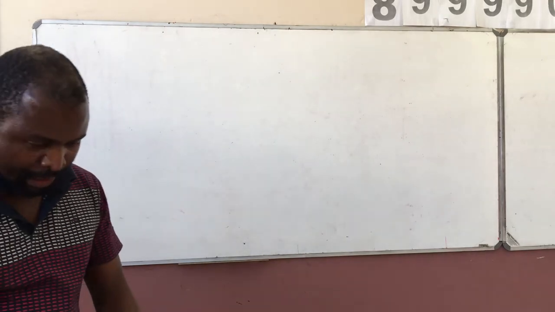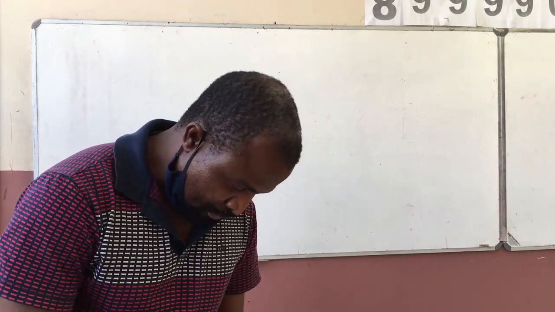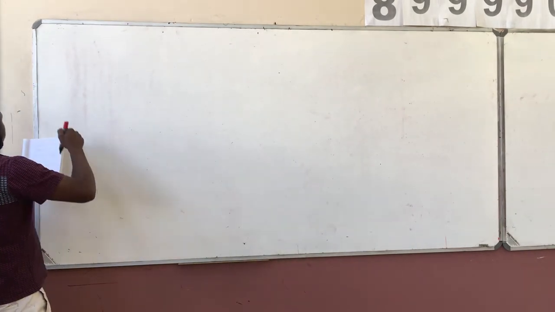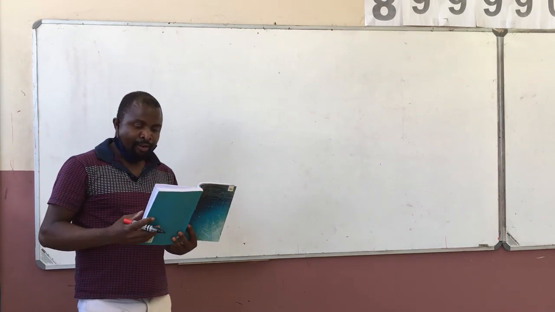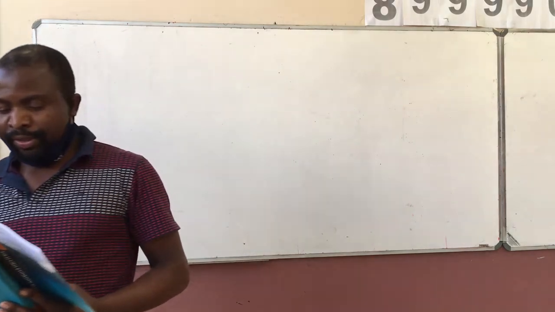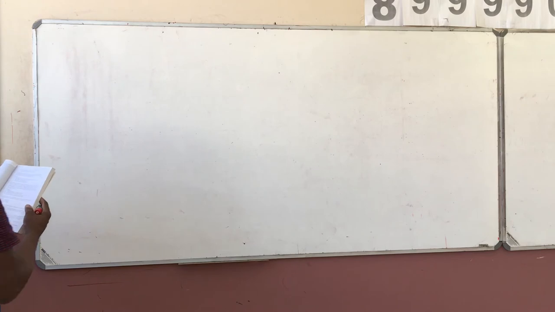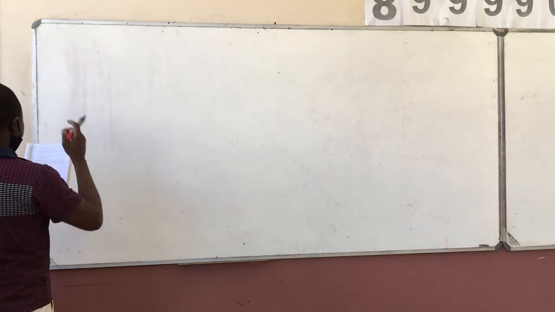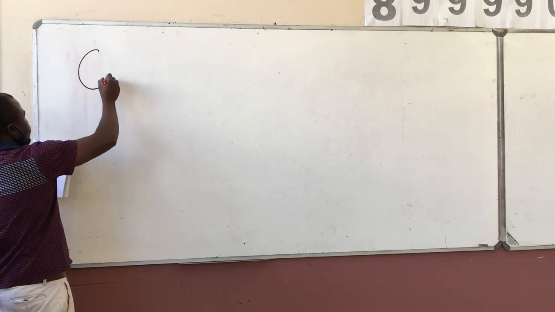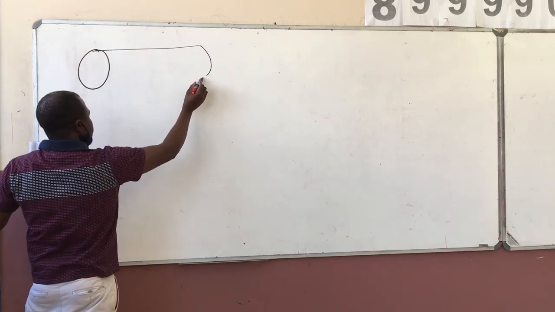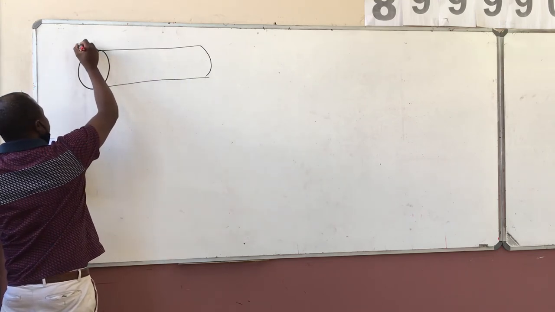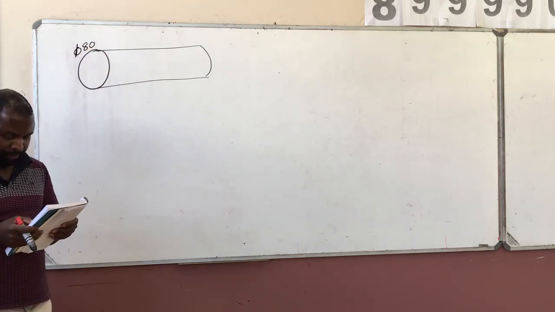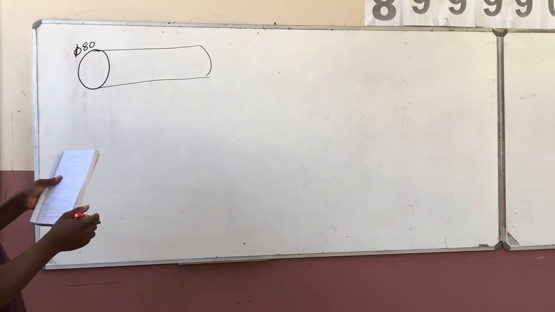Let us look at number 4, page 47. A member consists of three sections. The first part is a pipe with an outside diameter of 80 millimeter. This is the first section, it has the outside diameter of 80 and is 600 long.